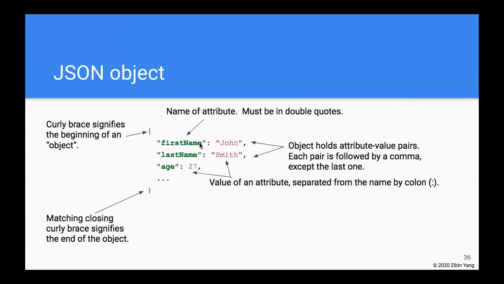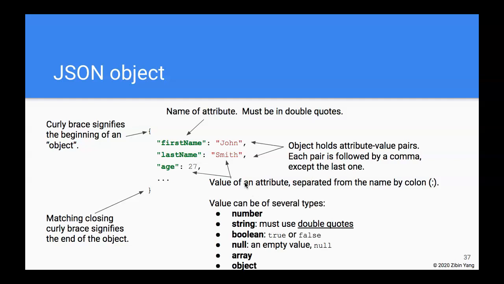Now the name of the attribute, which is the thing before the colon, has to be in quotes, and not just any quotes, but double quotes. Remember that. The name of the attribute must be in double quotes. As far as the values go, the value can be of quite a few different types. It can be a number, an integer, a floating point number with a decimal point, and that sort of thing. And obviously, it can be a string. And again, if it's a string, it must be in double quotes. Not single quotes, it must be double quotes.